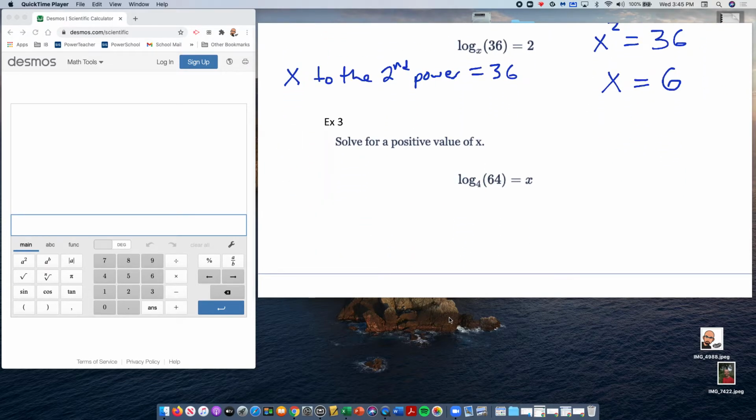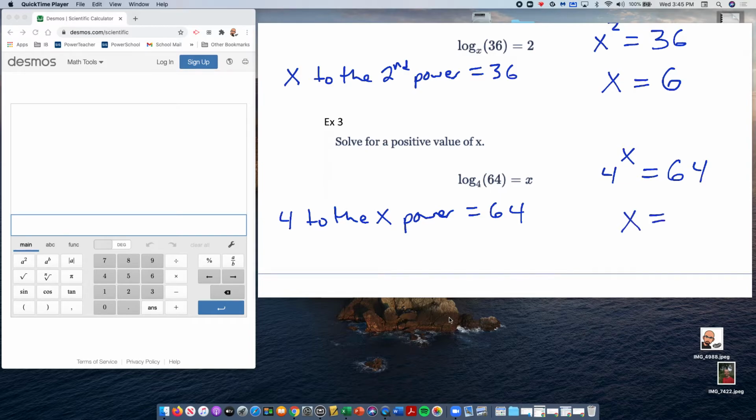So if I'm writing like this one, this is 4 to the x power equals 64. 4 to the x power equals 64. Now you may know what that is. You may know that that's 3.